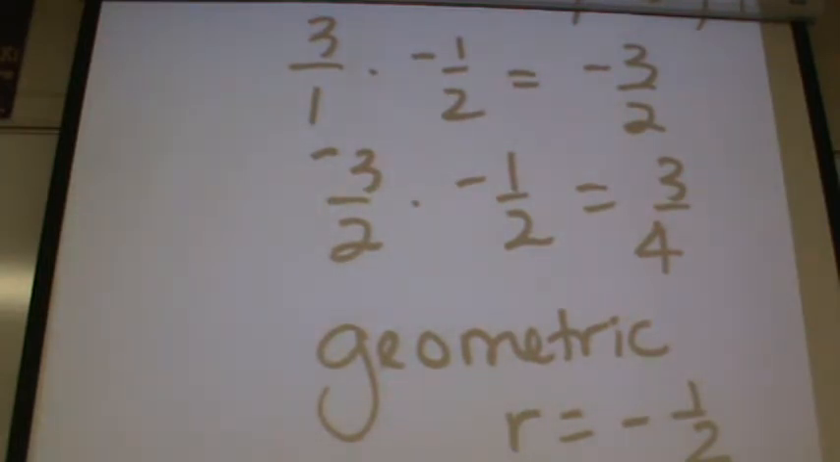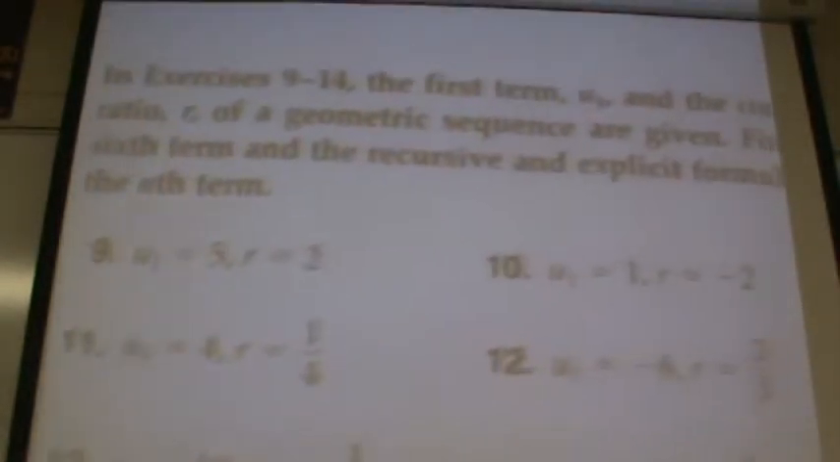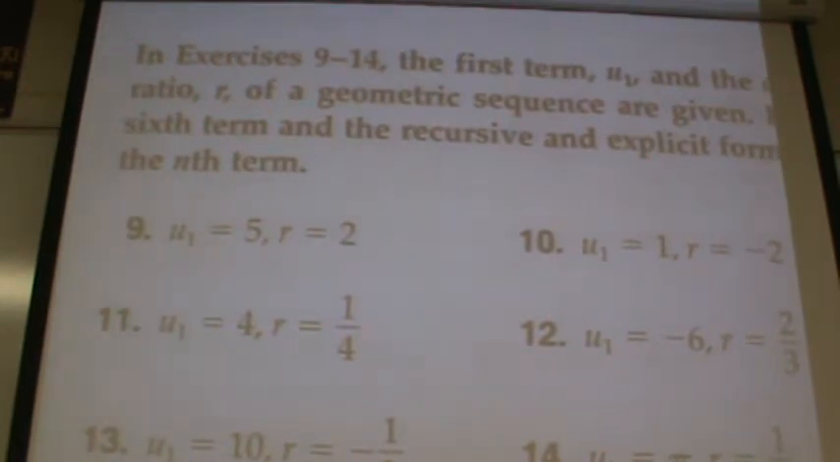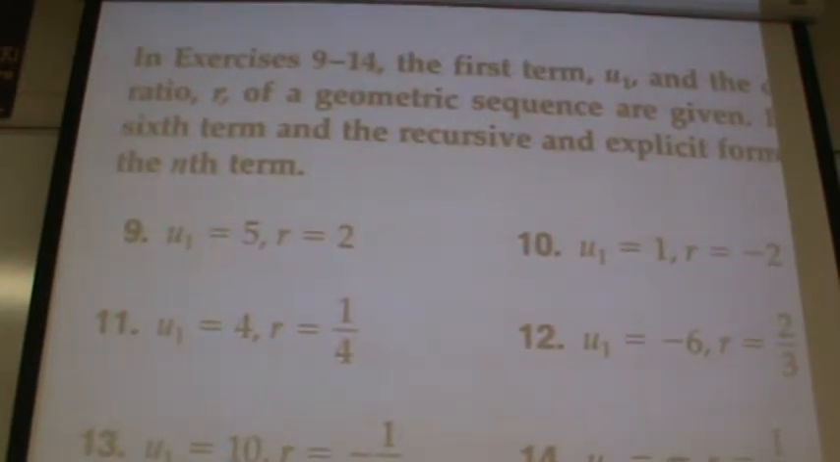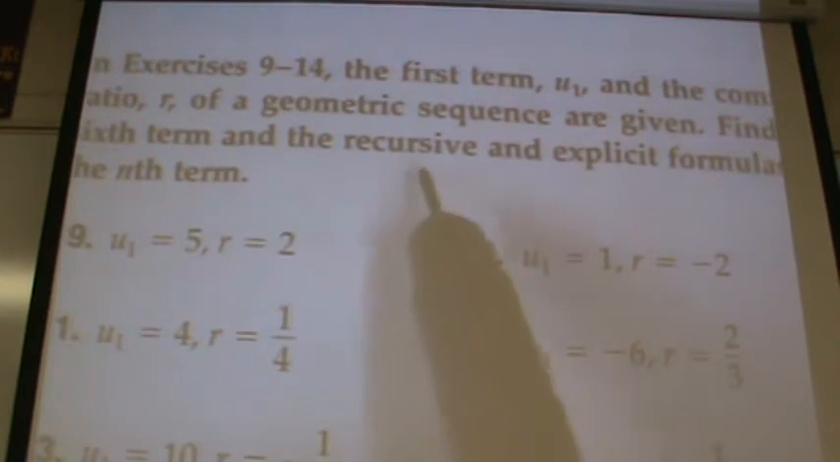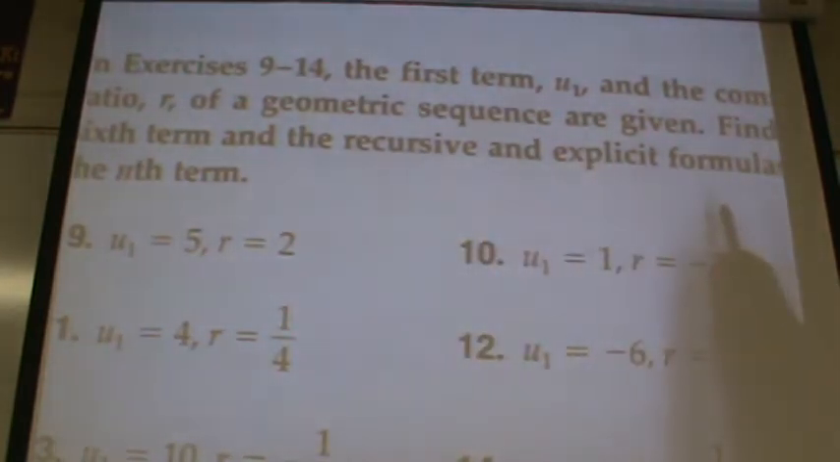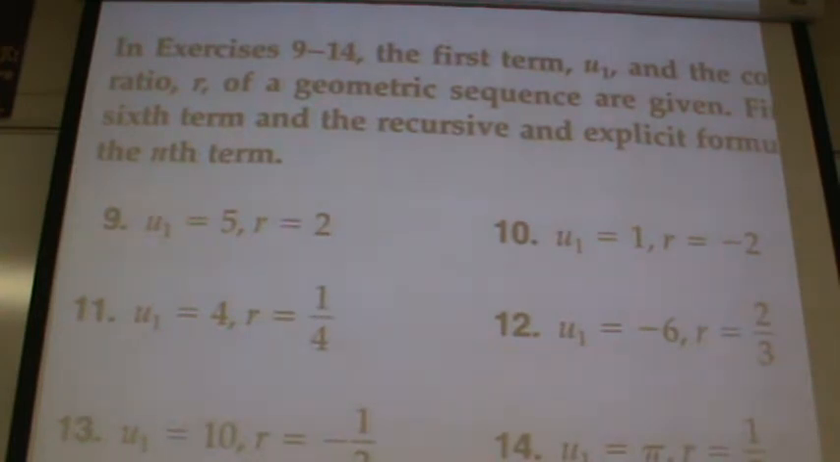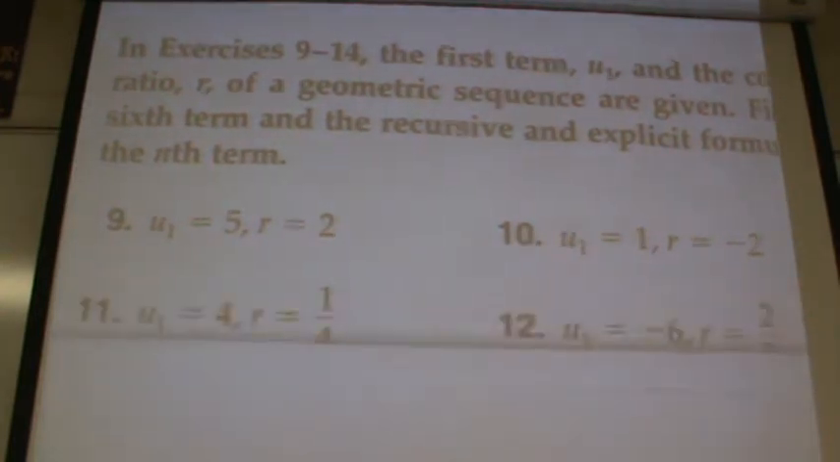The next set of problems, starting with 9, says the first term, u sub 1, is given, and the common difference or common ratio is given. These are all geometric. You are asked to find the 6th term and the 2 formulas, recursive and explicit. So we have 3 things we have to tackle. You're given the first term. Number 9, you're given u sub 1 is 5, that's the first term, and r is 2.